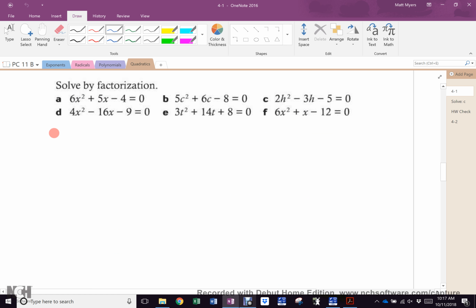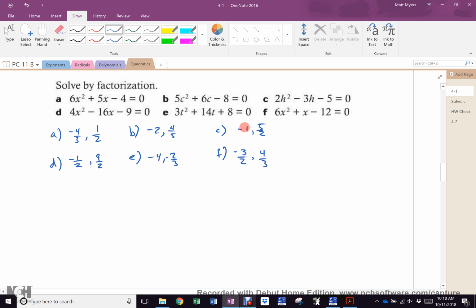Yeah, sure. A is negative 4/3 and 1/2. B is negative 2 and 4/5. C is negative 1 and 5/2. I think it's positive 1. I'll check it in a sec. D is negative 1/2 and 9/2. E is negative 4 and negative 2/3, and F is negative 3/2 and 4/3.